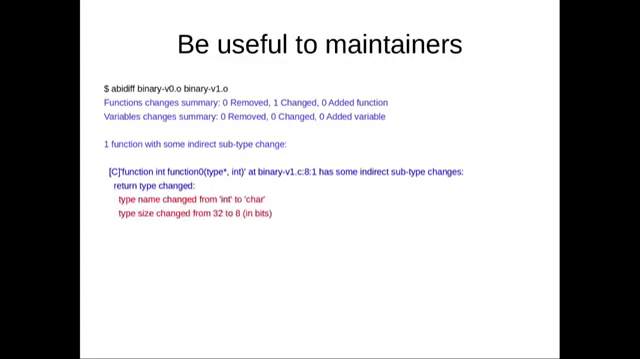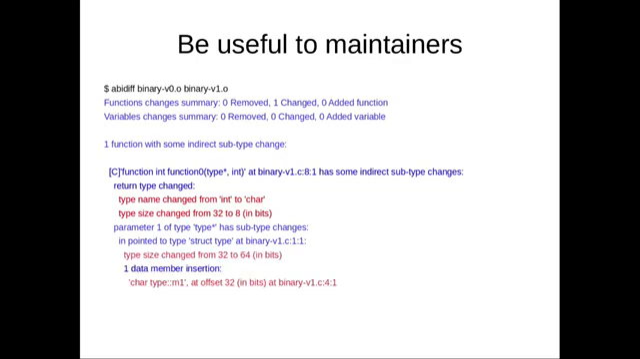And it says that the return type has changed from an integer to a char. The type size has changed from 32-bit to 8-bit. The first parameter has changed as well. The parameter has a pointer type, and what's changed is the pointed-to type. It got a data member inserted at a certain offset, and it gives you the source line. And it says that the second parameter was removed from the function.